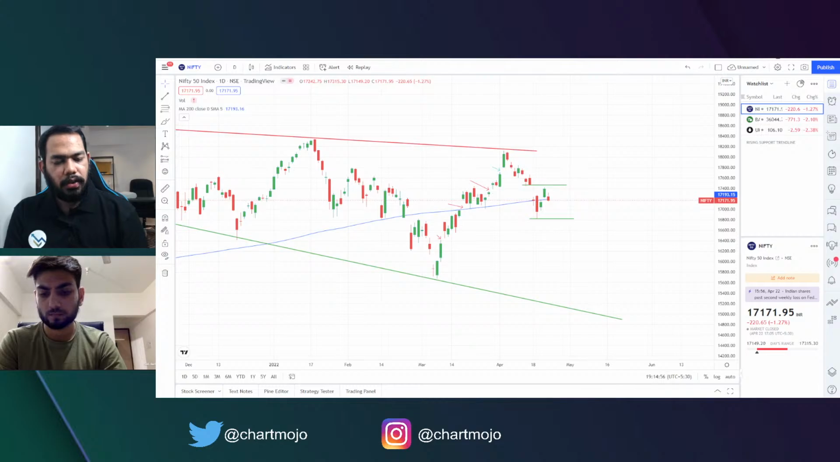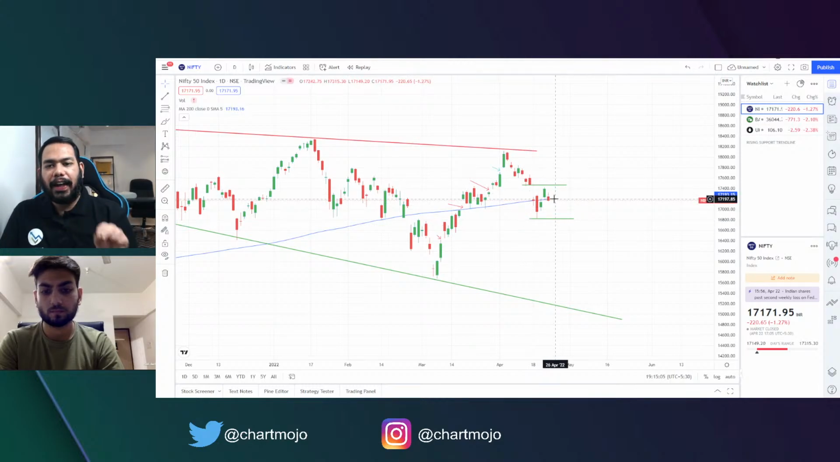Okay, so yeah, I was on the Nifty. Okay, Nifty 50 index. So right now Nifty is hovering at the 200-day moving average. Okay. So now if we want to decide whether we should take a long or short entry on the markets, then we should simply wait for this level to be taken out, which is 16800.